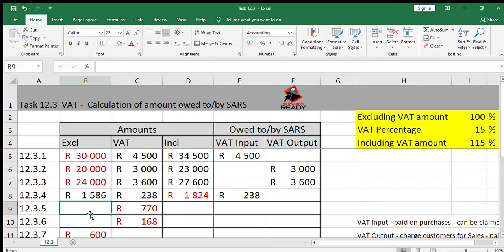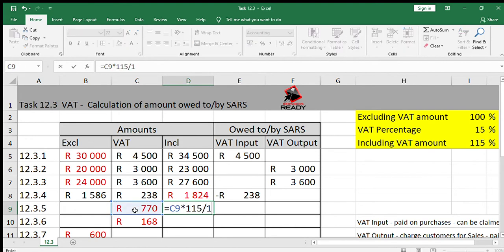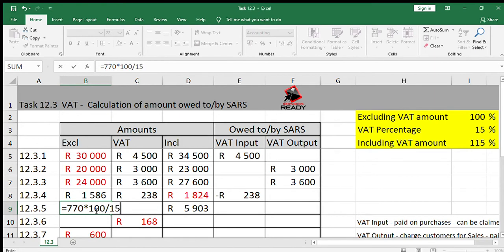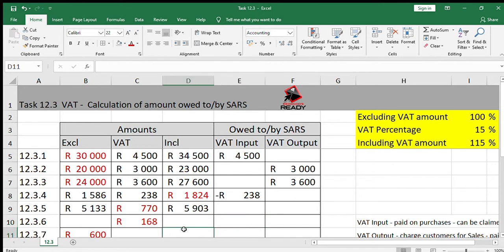12.3.5, Helen buys equipment for the business on credit. Again, we've been given the VAT amount, so we can calculate the inclusive amount or the exclusive amount first. I'm going to calculate the inclusive amount. The inclusive amount is 115 and the VAT is 15. So I'm going to say 770 multiplied by 115 divided by 15. This gives me 5903. Then 5903 minus 770 to get 5133. Remember, I could have also said 770 multiplied by 100 divided by 15, and that would have given me the same answer. 770 is the amount we need to allocate to either VAT input or VAT output.